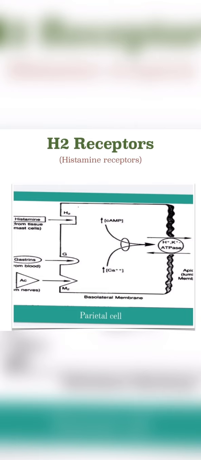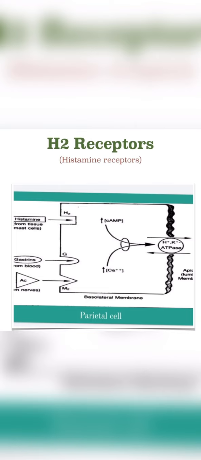So guys, please keep in mind that not only histamine is responsible for the activation of this proton pump. Hormones like gastrin and neurotransmitters like acetylcholine, when they bind to their respective receptors like G receptors and M2 receptors, will also lead to the elevation of calcium within the parietal cells, and the elevated calcium and elevated cyclic AMP both can lead to the activation of the H+/K+ proton pump.